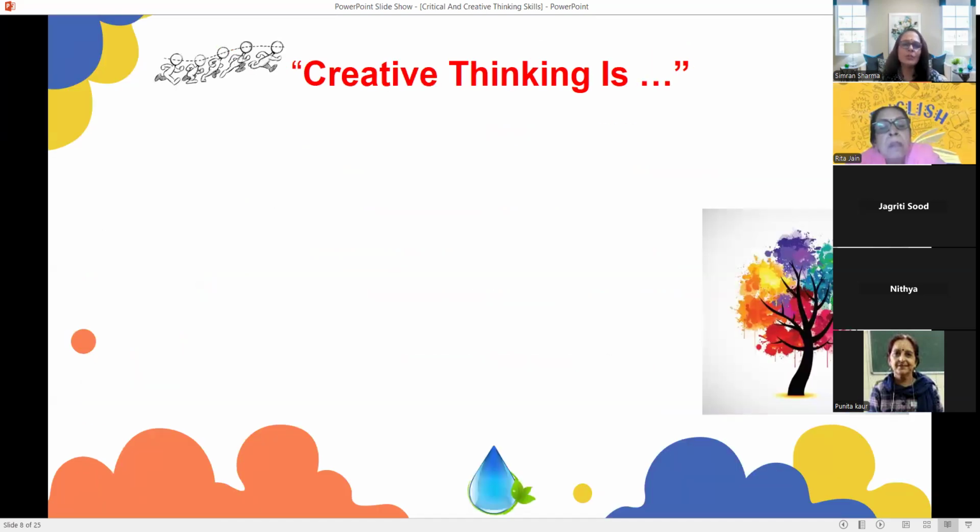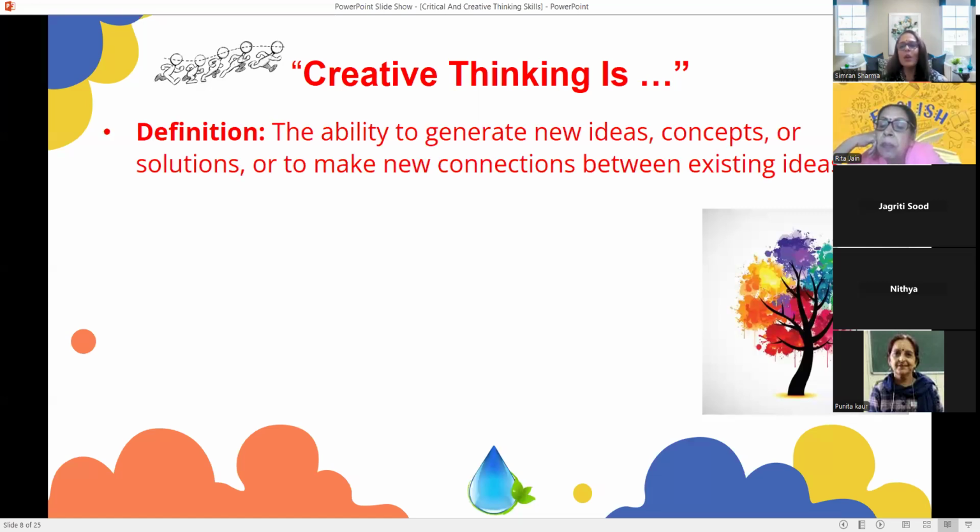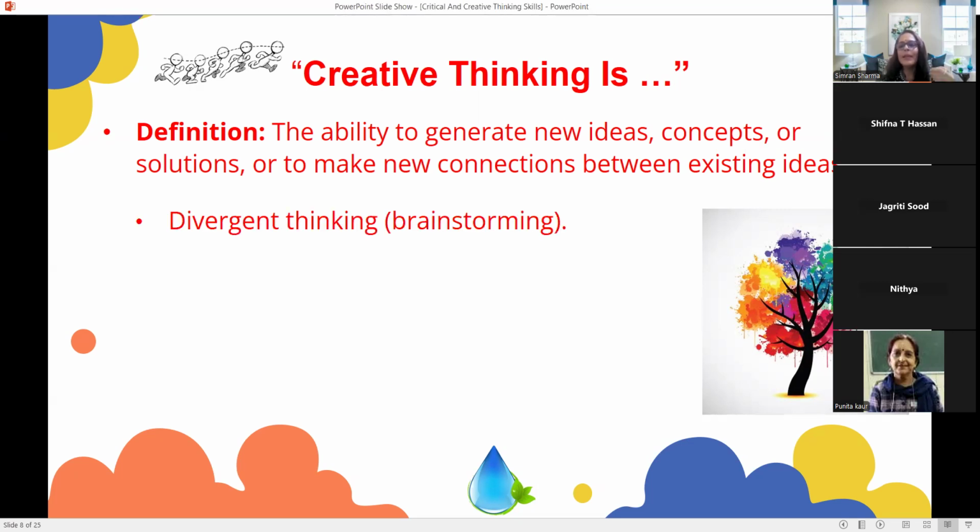Now I'm shifting focus to creative thinking. What is creative thinking? We just learned that critical thinking is analysis and evaluation, but creative thinking is all about generation. It is all about imagination, thinking out of the box, looking at the situation from different angles, not from one side. And how do we do that? When we look at it in a broader way, for example, by thinking divergently. What is thinking divergently? That is brainstorming.